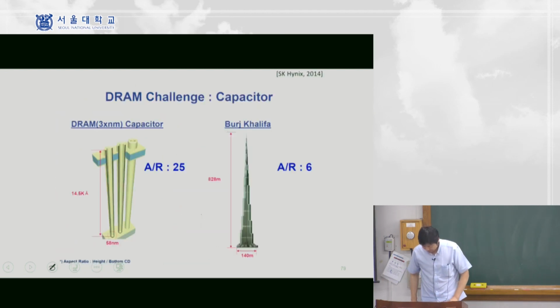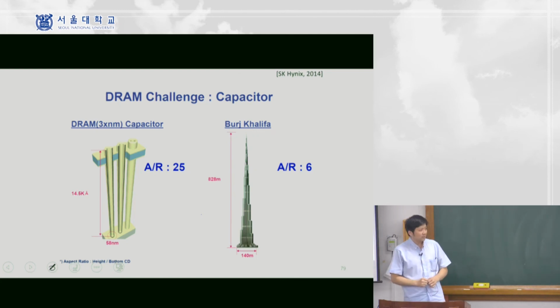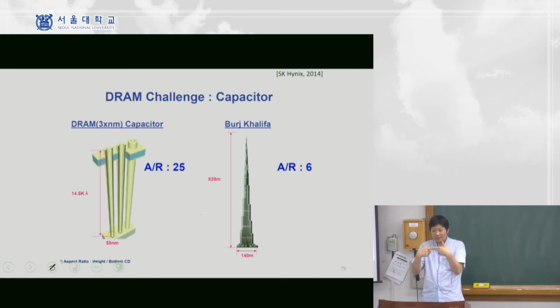And the aspect ratio today, well, not today, it's 4 years ago, is about 25. The aspect ratio is the ratio between the length of the bottom and the height. The aspect ratio is 25, meaning that if you have 1 millimeter in length at the bottom, then the height is 25 millimeters. So it's a really tiny and skinny structure, right?